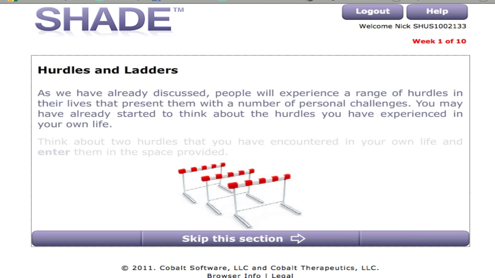As we've already discussed, people will experience a range of hurdles in their lives that present them with a number of personal challenges. You may have already started to think about the hurdles you've experienced in your own life. Think about 2 hurdles that you've encountered in your own life and enter them in the space provided.